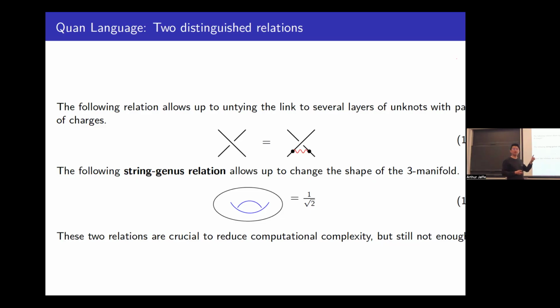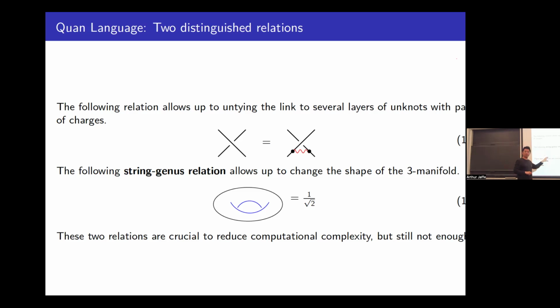And it's really crucial that we can change all of the gradient, since in general, computing a knot invariant is also exponentially difficult. So to do classical simulation efficiently, we have to involve efficient algorithms to evaluate knots. And this helps us to untie links into several layers of unknots using this single relation. So that's one crucial part.